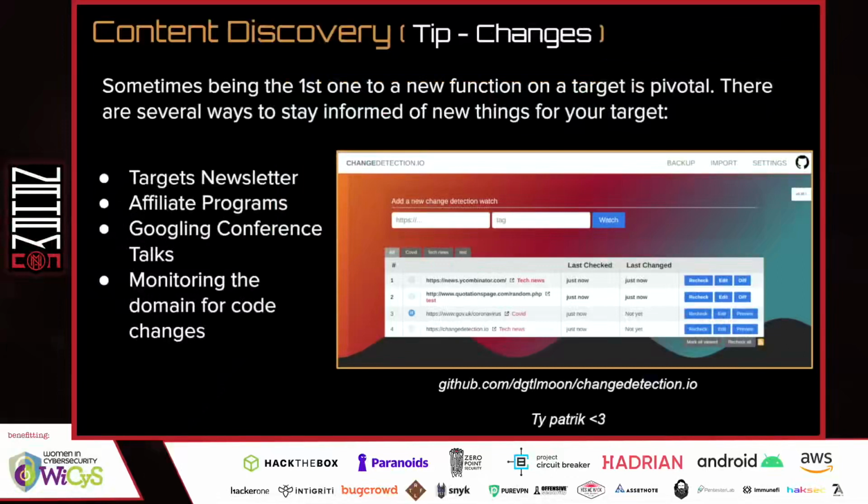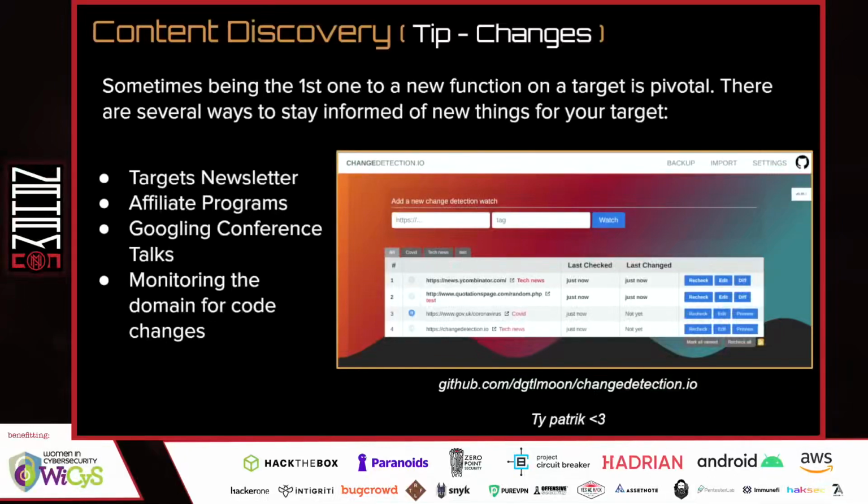So another tip is changes to your site. This is probably more for the bug hunters than the rest of the offensive security folk, but sometimes being the first to a new function means that you find the vulnerability. So you have to figure out creative ways to stay knowledgeable about your target if you're going to hack on them for a long time. There are several ways to do this. One of the ways I like is to sign up for your target's newsletter. Many companies and products have newsletters, and the first place they'll go to talk about new development they're doing or new features that are launching with the site is their newsletter.